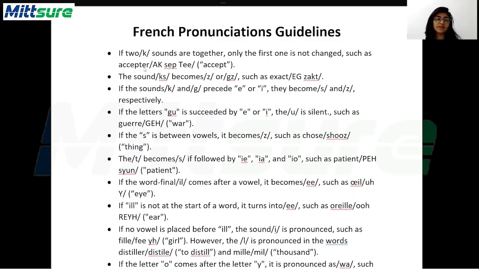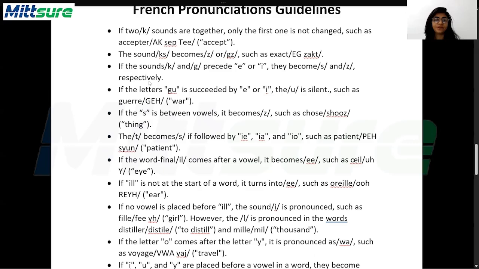So, accepted. There is a small error over here. It should be an E here. It should be acceptée. Acceptée, that's how we pronounce it. So here the first C will have the sound of K only and the second C will become S. That is the same as English.